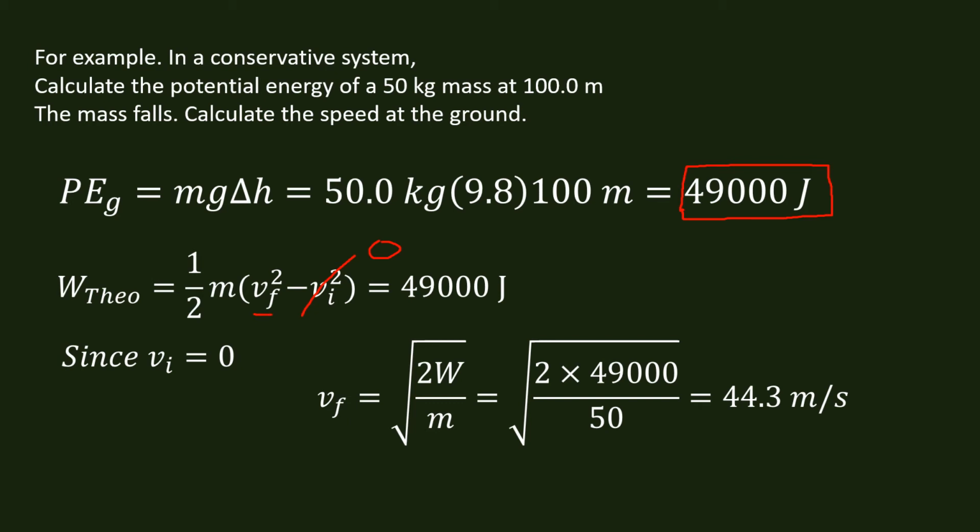And we can now solve for v final. We do 2 times the work, which we figured out right here, divided by the mass. And we have a velocity of 44.3 meters per second. So the ball falls and when it hits the ground it is at 44.3 meters per second. So this is at the ground. Okay.